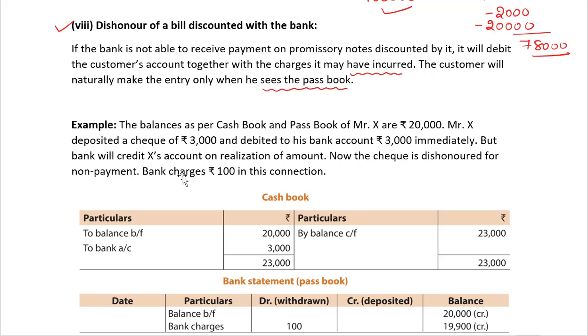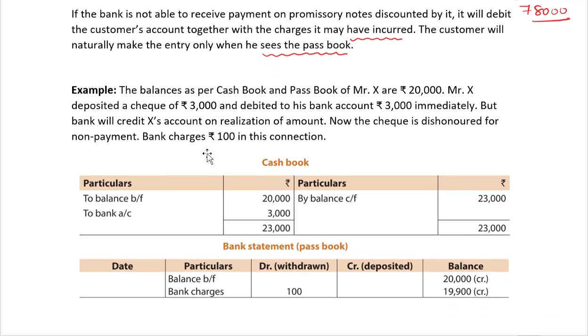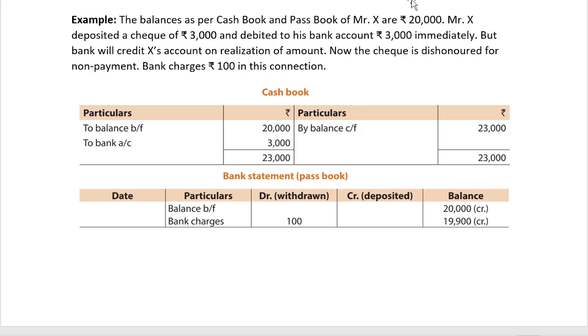See this example over here. The balance as per cash book and passbook of Mr. X is 20,000. Mr. X deposited a check of 3,000 and debited to his bank account as 3,000 immediately. But the bank will credit X's account on the realization of the amount. Now the check is dishonored for non-payment. Bank charges are 100 in this connection. Over here, the opening balance is 20,000. He deposited a check of 3,000, so the closing balance is 23,000 as per the bank column of the cash book.